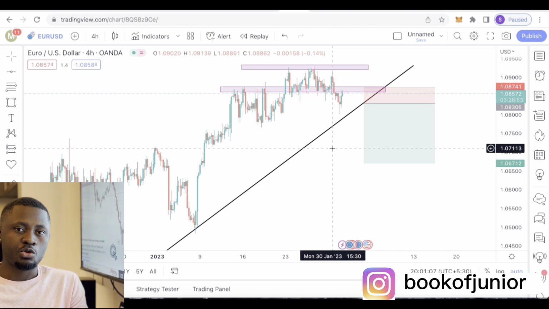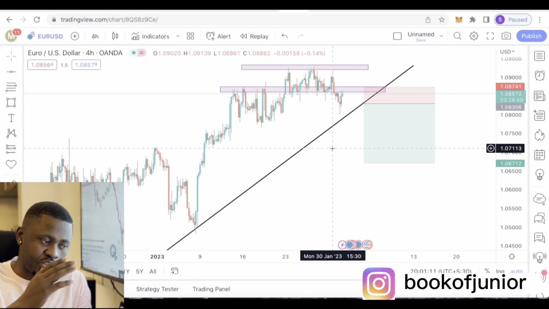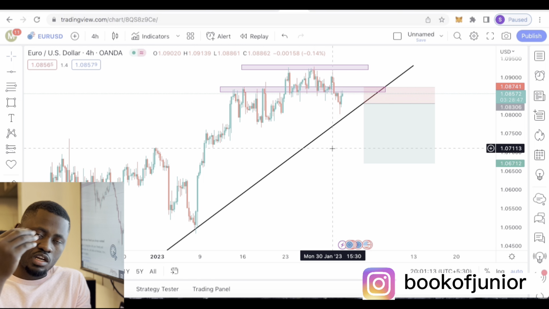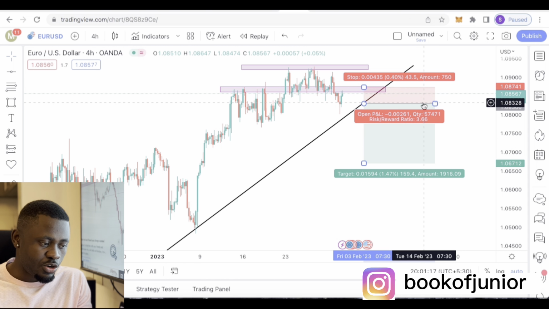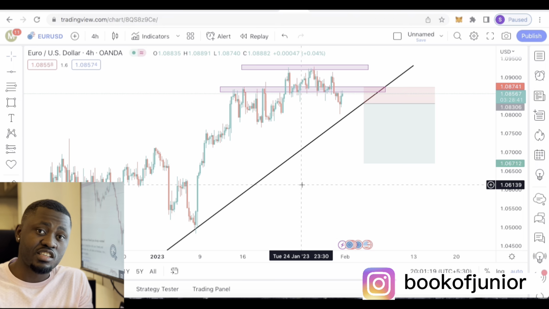But again, you also have to consider the fundamental part of it, because this week we have so many fundamental news that are coming out. NFP, unemployment change in New Zealand, and all these things are coming out. Yeah. So this is our Euro USD. Now let's jump on to the next chart, guys. I'm also going to be doing another video showing you how these pairs have played out.